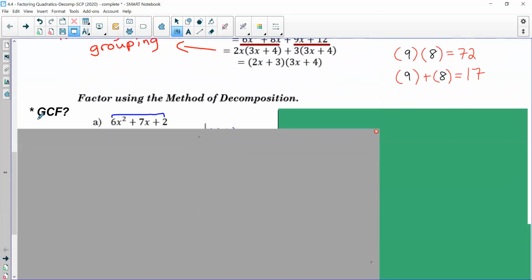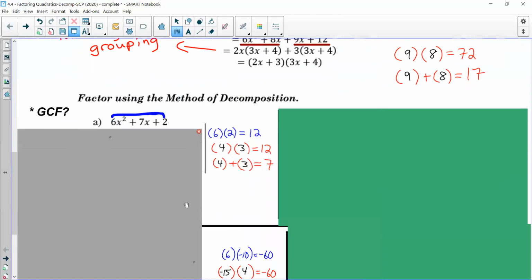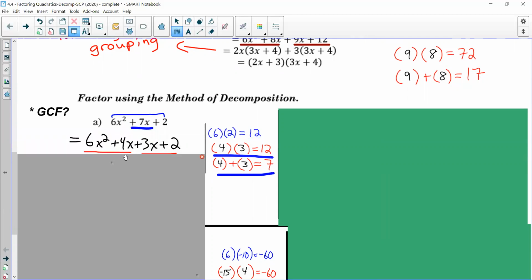So again, you always want to consider if there's a greatest common factor, and in this example it does not, because there's no number that divides into 6, 7, and 2 evenly. So the connection is here between the A and the C. So we're looking for two numbers that multiply to 12, and the same numbers have to add to 7. Well, that's fairly straightforward. Two numbers that multiply to 12 and add to 7 are 4 and 3. So we're going to decompose the 7x into two terms, positive 4x, positive 3x.